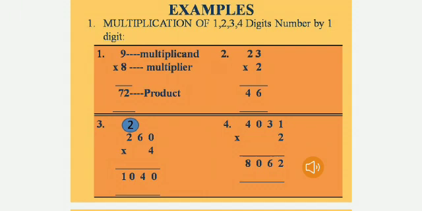Now you can see the right side down. Fourth example, 4031. Here I have taken a 4 digit number as the multiplicand and I am multiplying with only one number, the multiplier 2. You have to multiply: 2 ones are 2, 2 threes are 6, 2 zeros are 0 and 2 fours are 8, and the product is 8062.